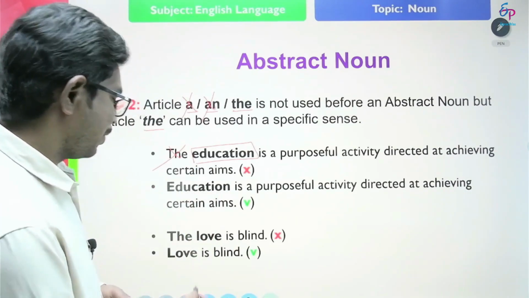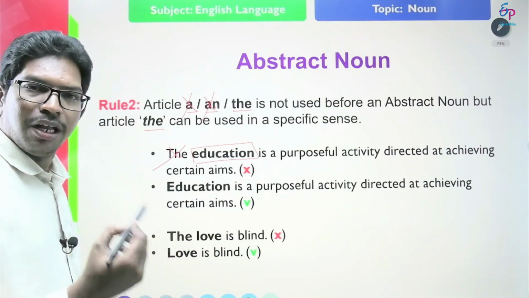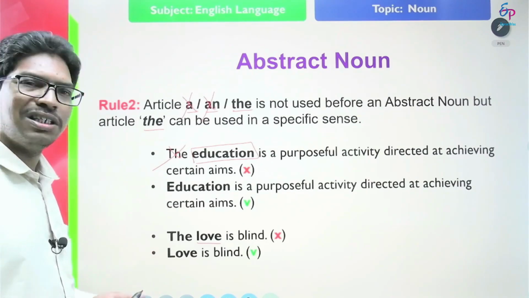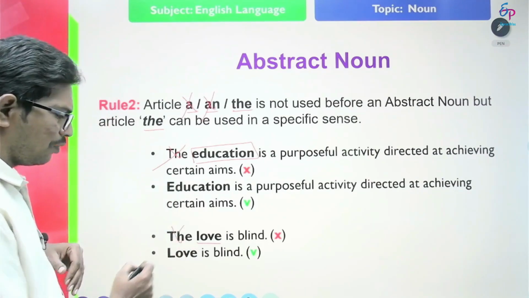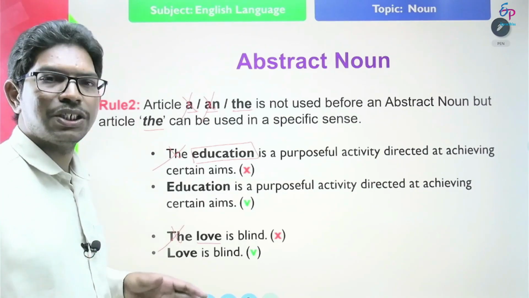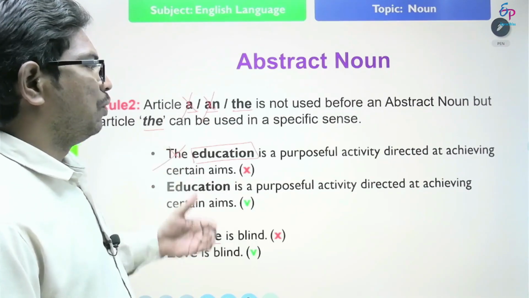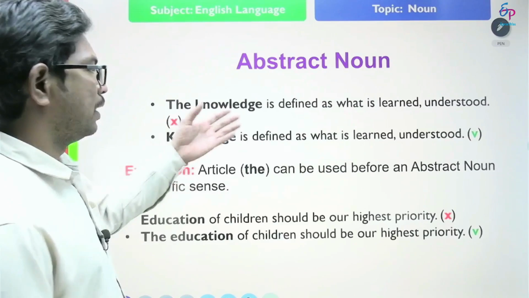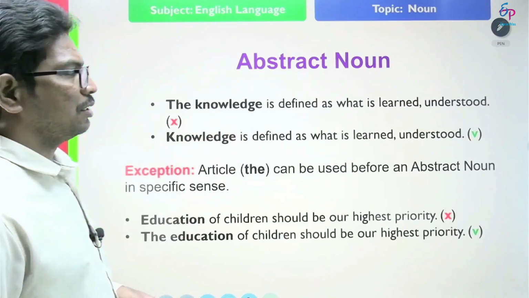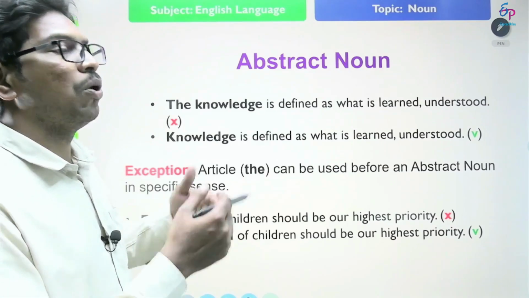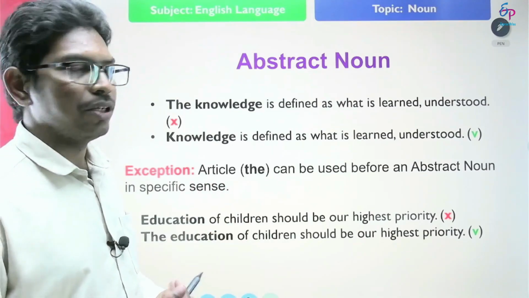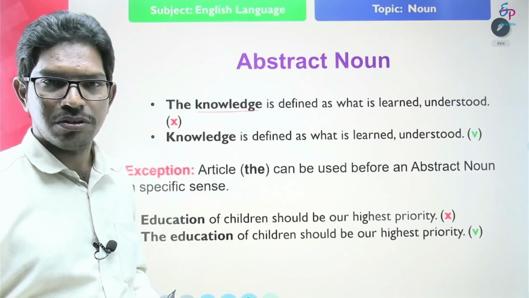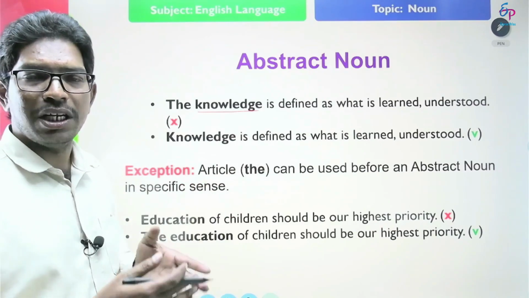Look at another example. The love is blind. What is love here? This is an abstract noun. It is a general sense. Love is blind, not the love is blind. Simply you can say love is blind. So we do not use articles before an abstract noun in a general sense. Look at this example. The knowledge is defined as what is learned and understood. What is knowledge here? This is called abstract noun. So knowledge is spoken in a general sense.